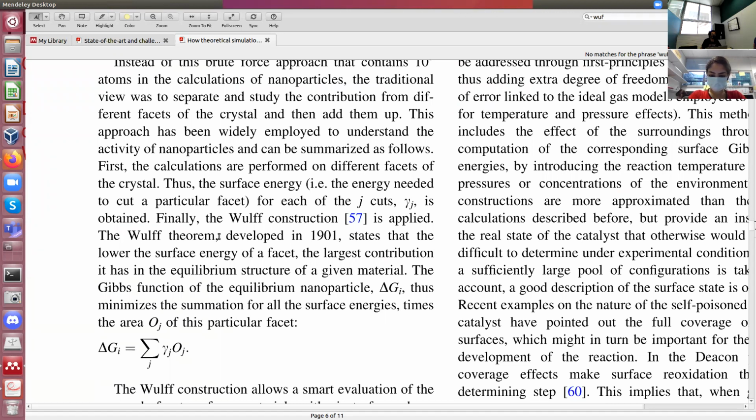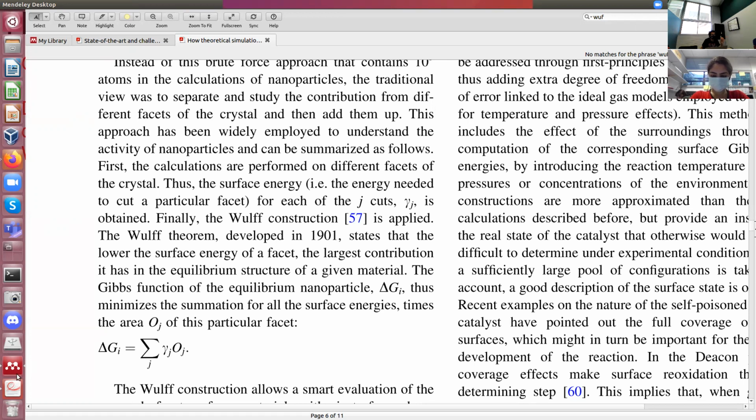Okay, this Wulff theorem, developed in 1901, states that the lower the surface energy of a facet, the largest contribution it has in the equilibrium structure of a given material. So if we want to translate that into plain English, that means that the lower the surface energy, the more abundant that facet will be in a structure, so in this case a nanoparticle.